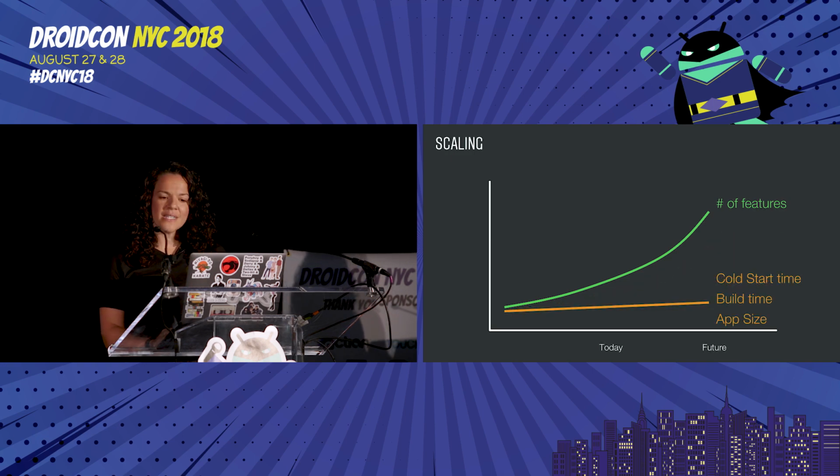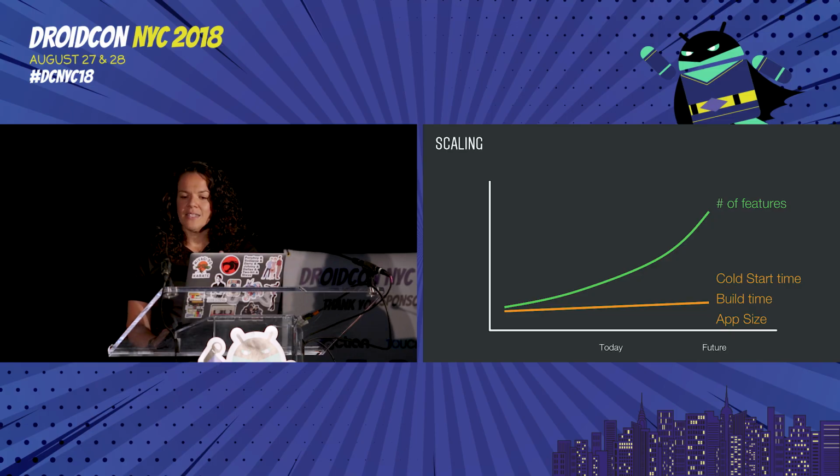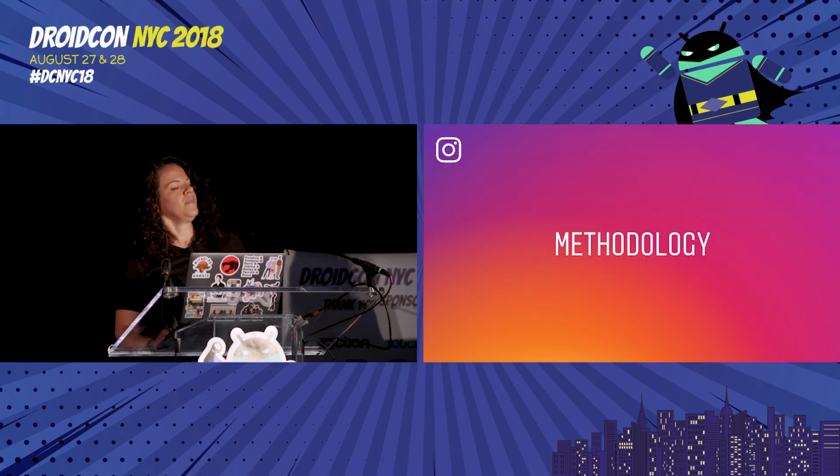Instead, the trend line we'd like to see would be something like this. The number of features in our app can grow linearly or maybe even exponentially, but we'd like to keep performance metrics pretty much flat so that we can continue to deliver a performant experience. Now that we've covered some of the motivating factors, it's time to delve into our approach.